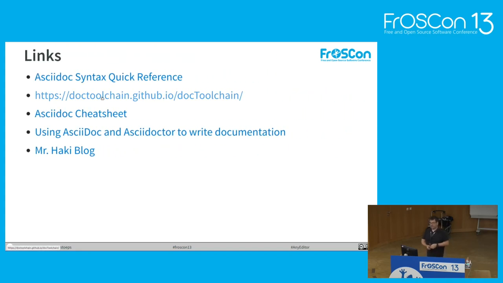Some useful links. The quick reference, so you can just start writing documents. The doc tool chain cheat sheet, it's 2 or 3 pages long. The documentation, and I think the last one is a really cool blog. He writes about everything related to Asciidoc. He found everything. He knows the experimental stuff. That's quite cool. Just read it.